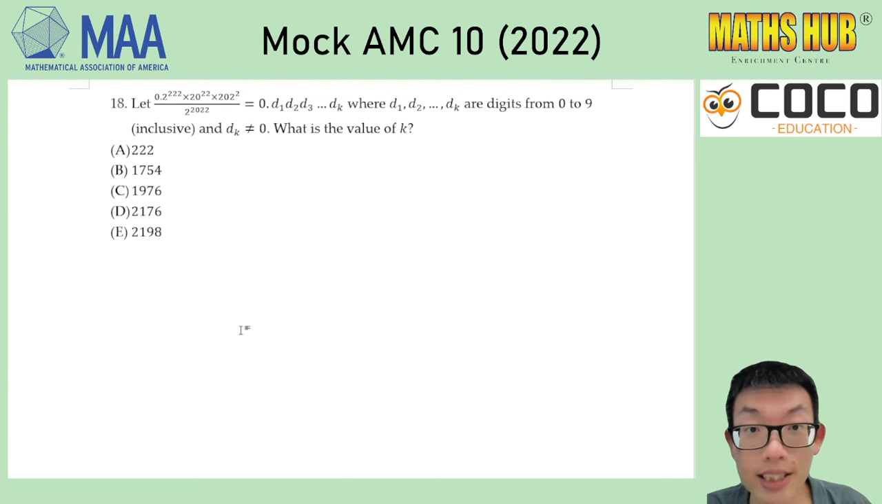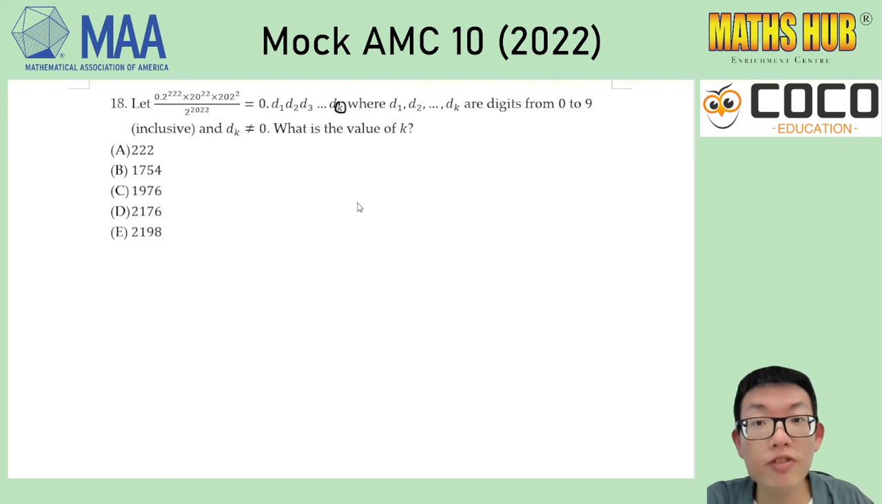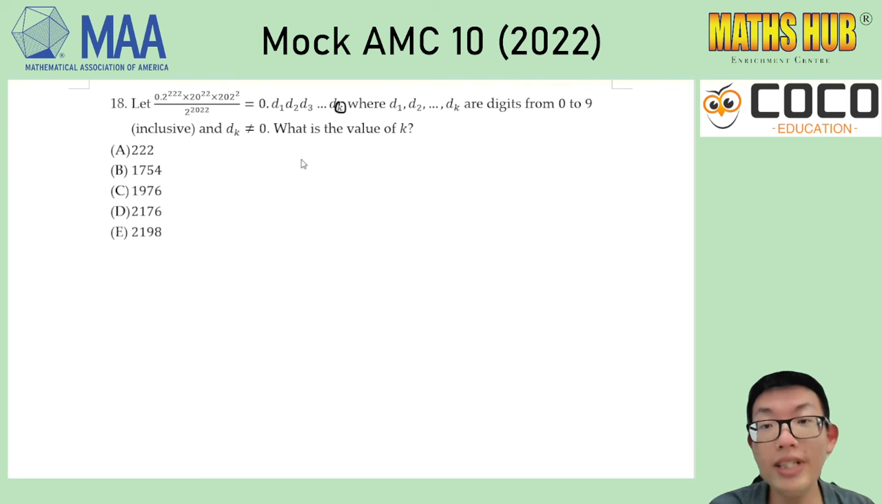Question 18 is asking you to find the value of k in this equation. Well, k is just the number of decimal places, right? The only place where k appears is here. So it's not asking you for dk, it's not asking you for the last decimal place, it's just asking you how many decimal places there are. So we need the number of decimal places in this fraction.